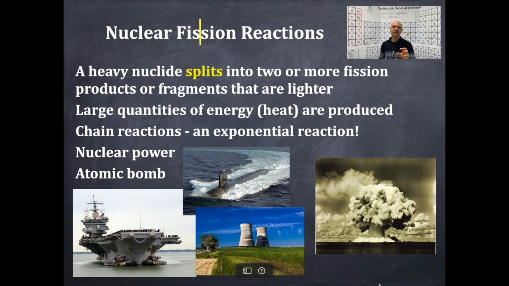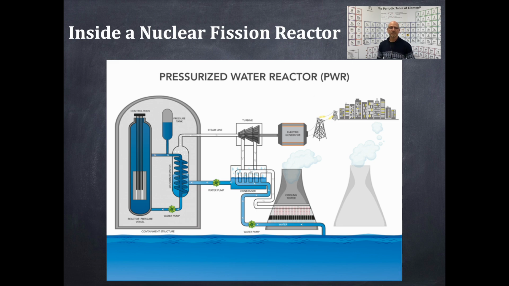To slow this down, what you need to do is put neutron absorbing compounds in between the uranium-238. This is what's happening inside of a nuclear fission reactor. On the left-hand side, you see this dome. This is the core of the reaction process here, and you have your uranium rods in there. And then you also have some other rods, like boron and carbon, that absorb neutrons.